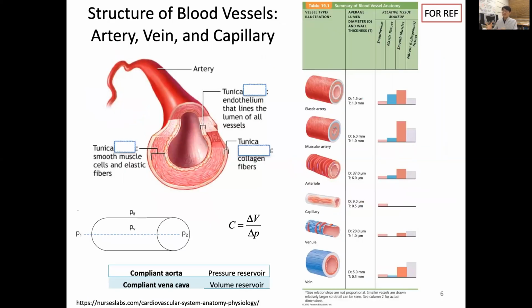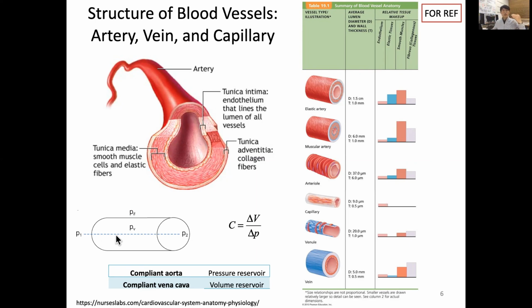So now let's review the structure of the vessel again. So artery, tunica intima contains endothelium that lines the lumens of all vessels, and in the middle is the tunica media, smooth muscle cells, and elastic fibers. And on the outer side of the vessel, tunica adventitia contains collagen fibers. So you can look at the vessel as a kind of pipe, but a floppy pipe or elastic pipe.